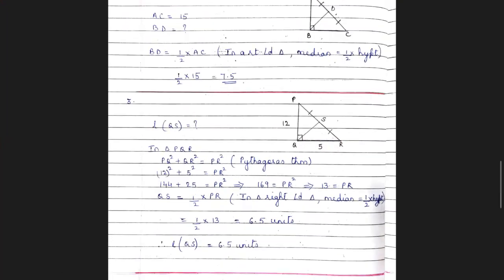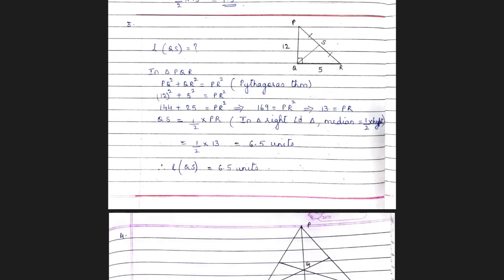Okay. Question number 3 is like this. You're given a right angle triangle PQR. You're given PQ is 12, QR is 5. You have to find out what is the length of QS. Now, the only difference here compared to the second question is, you're given a right angle triangle. So first you have to find how much is the hypotenuse using the Pythagoras theorem, and then use the application of the theorem, median of a triangle is half of the hypotenuse, and get your answer.